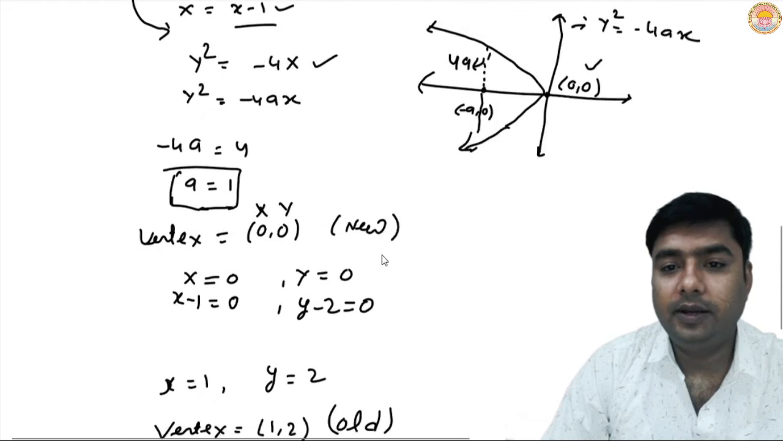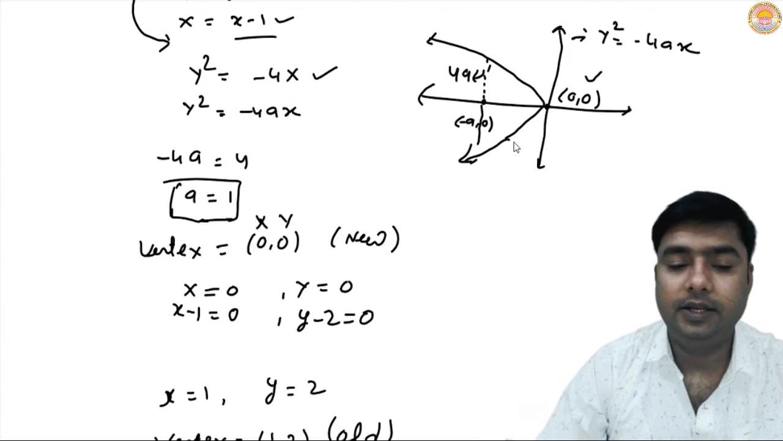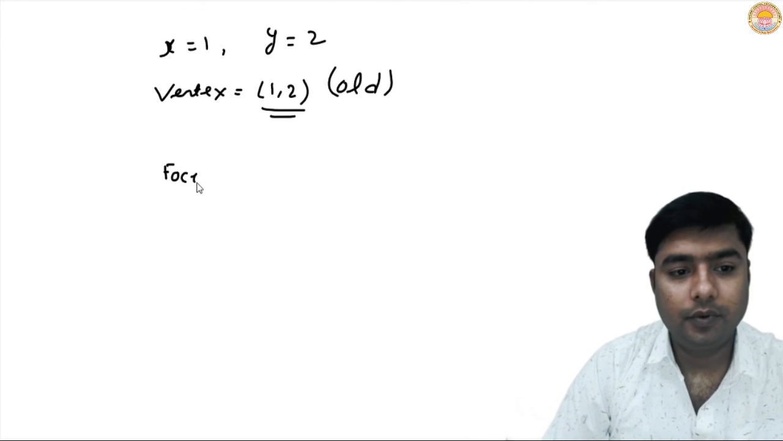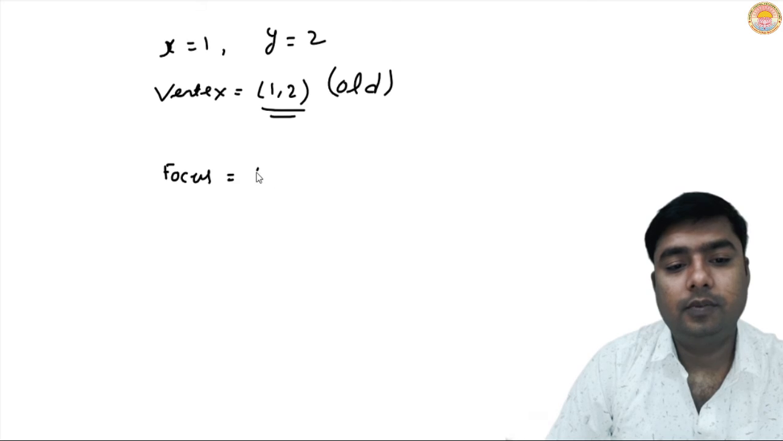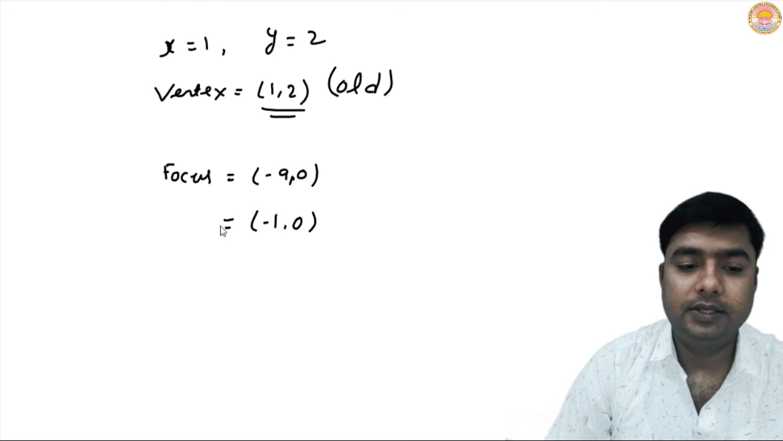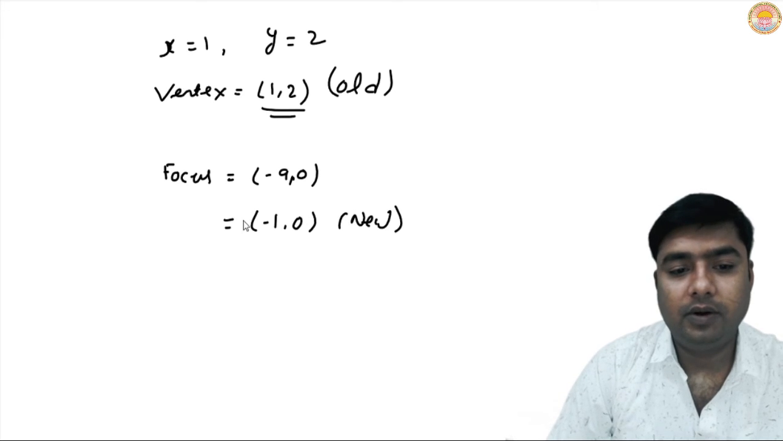In the same way, we know that the formula of focus is minus a comma 0. Now the focus equals minus a comma 0. The value of a is already 1, so the focus is minus 1 comma 0. This is the new focus, but we want the old focus.